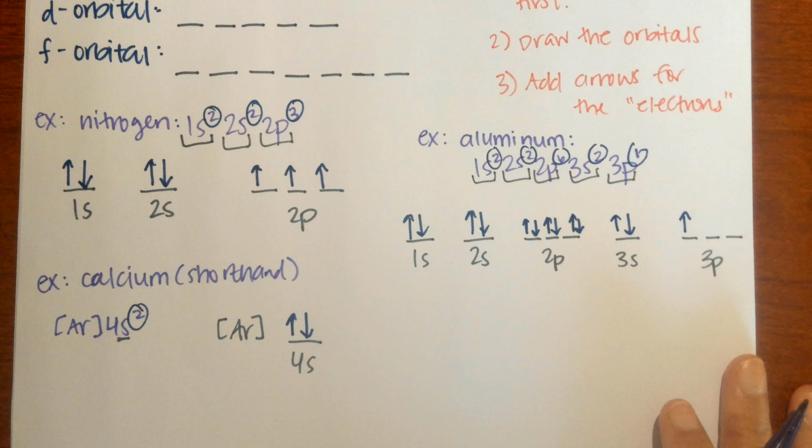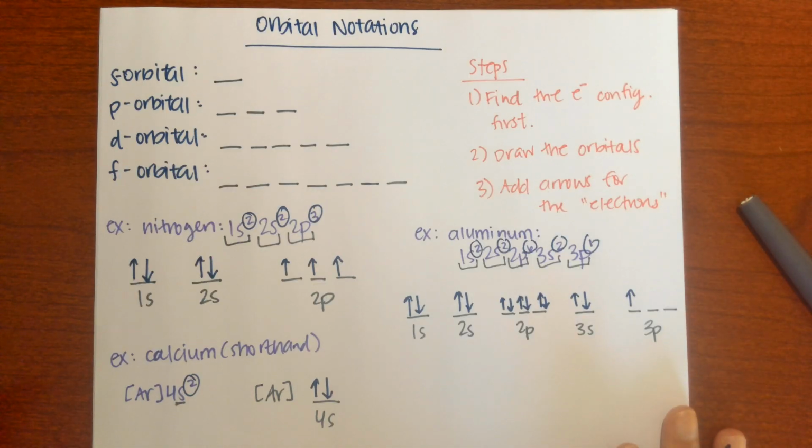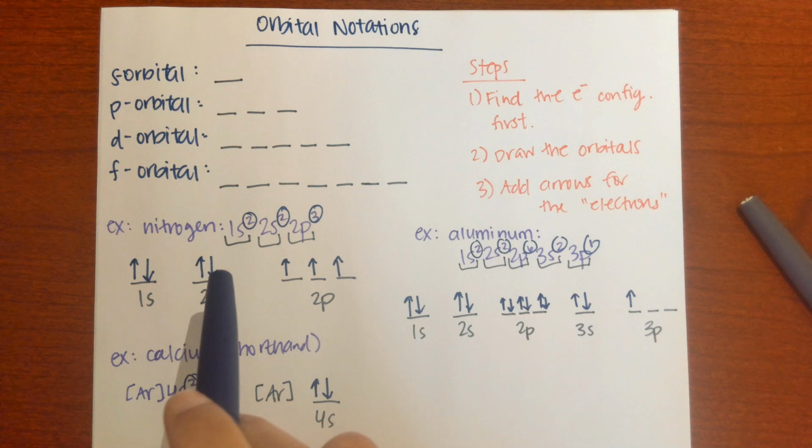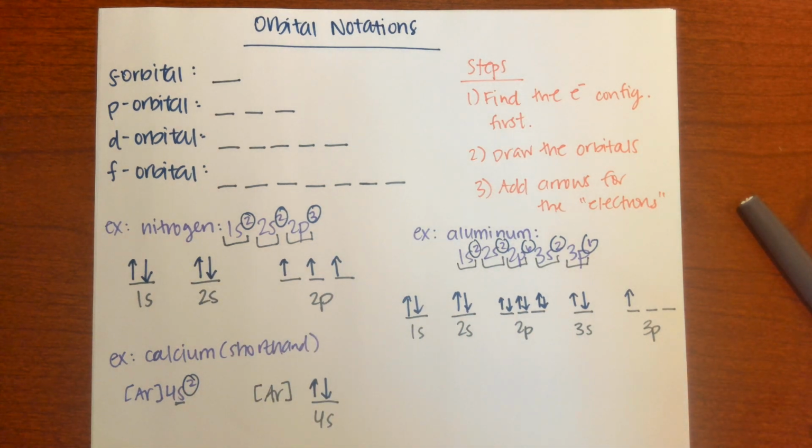I hope this helped. Again, you should go ahead and watch the quantum theory rules video that actually explains how we fill in the arrows in the orbitals and what's allowed and what's not allowed.